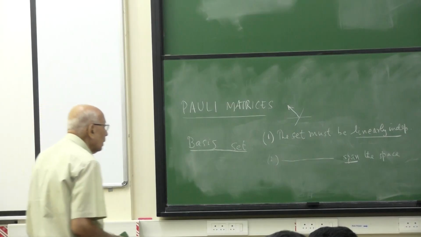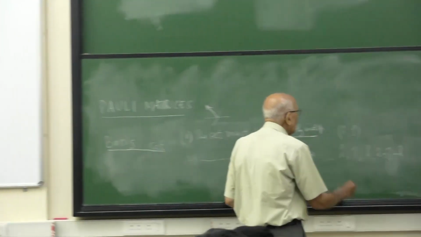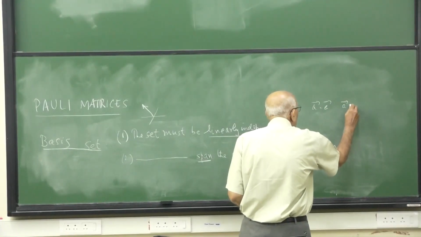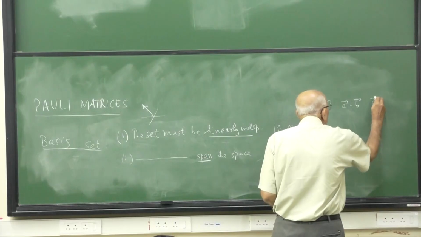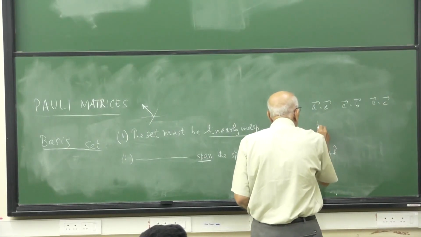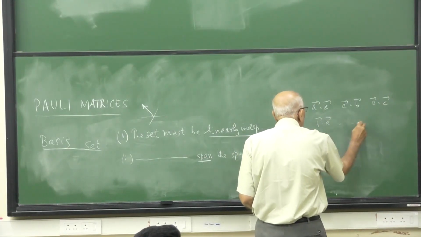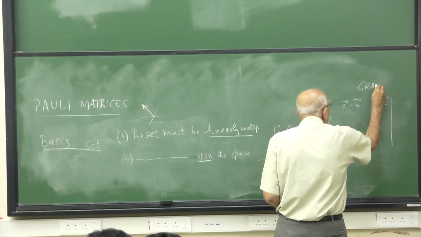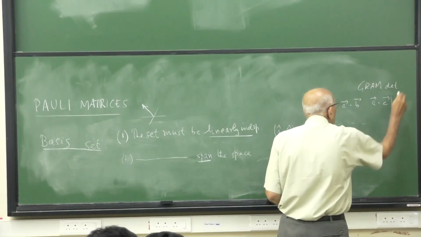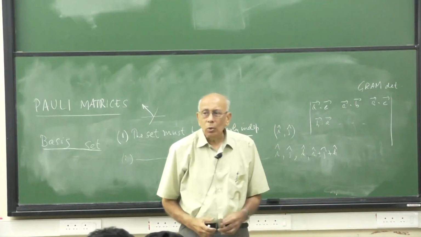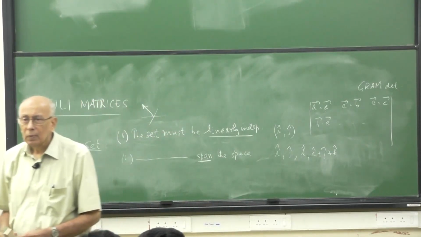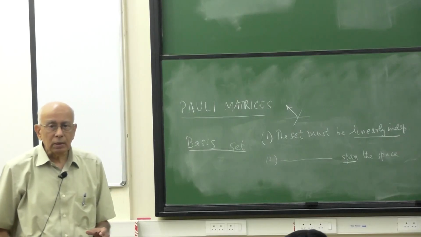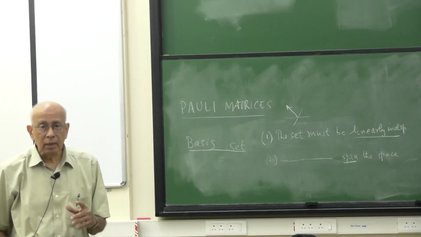What you do is the following. If A, B, C, D are all the vectors you're talking about, then you take this determinant: A dot A, A dot B, A dot C, B dot A, etc., like this. It's called the Gram determinant, and you have to show that it's not 0. If this determinant is non-zero, then they can form a basis.